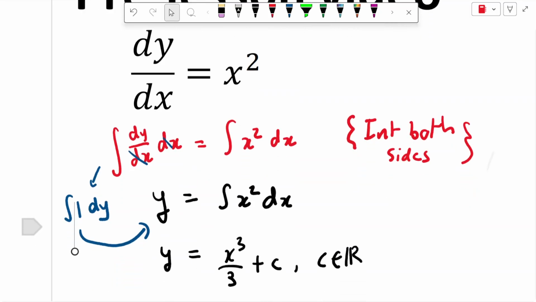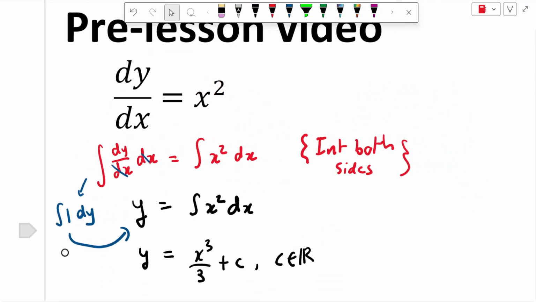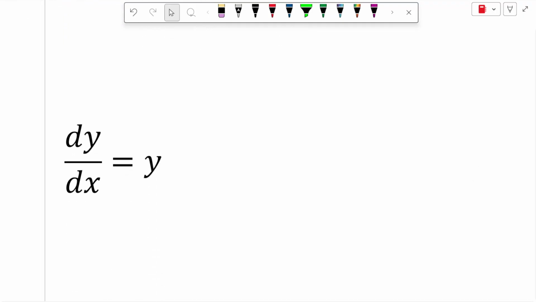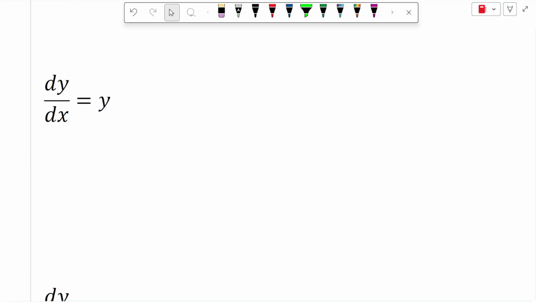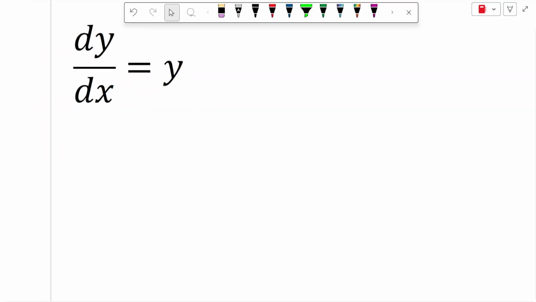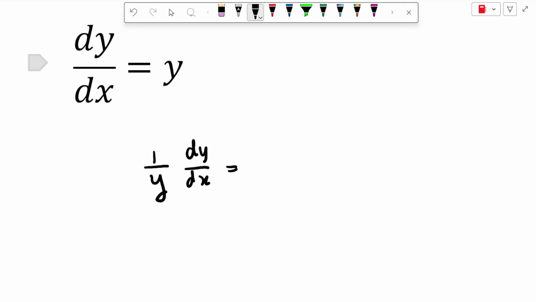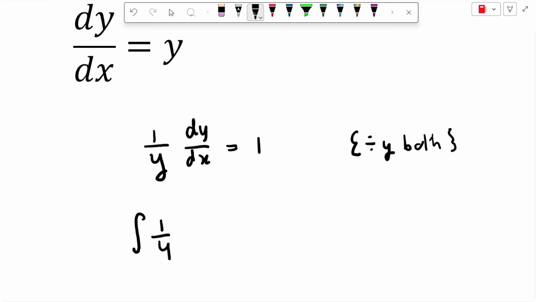Now that seems needlessly complicated for a normal equation like this, but it's really useful when we solve differential equations like this. dy/dx equals y. So the reason we call these separable differential equations is we like to separate it out. So y's are all on the left and x's are all on the right. We can do this by dividing both sides by y. So 1 over y, dy/dx, equals, and you're going to get y over y here, which is just 1. So this is divide by y to both sides. And then we can just integrate both sides with respect to x.